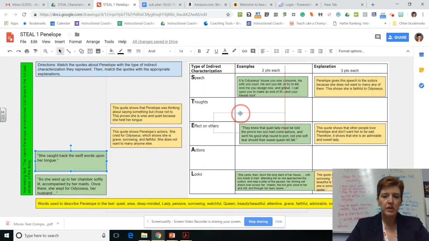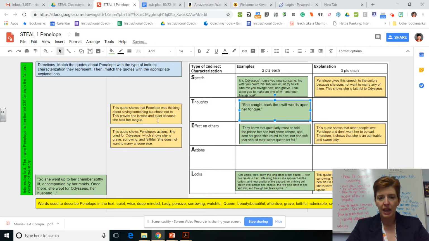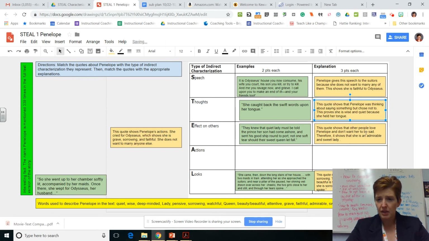"She caught back swift words upon her tongue." That's what she was thinking. She wanted to say something, but she was smart to be quiet about it. So that one goes with the explanation: this shows that Penelope was thinking about saying something, but she chose not to. This proves she is wise and quiet because she held her tongue. Again, what do her thoughts reveal about her personality? That's what we're trying to match up.